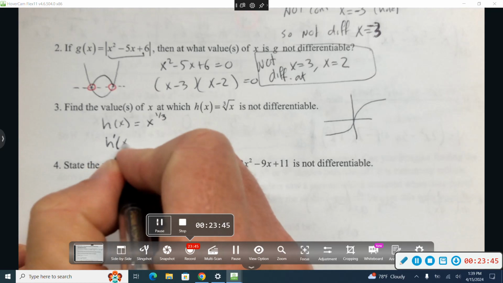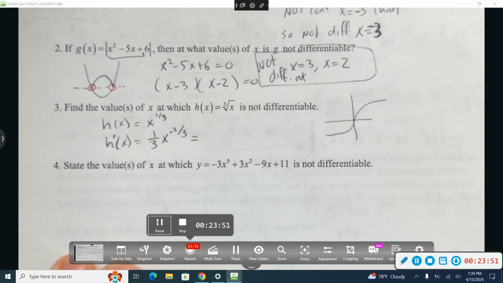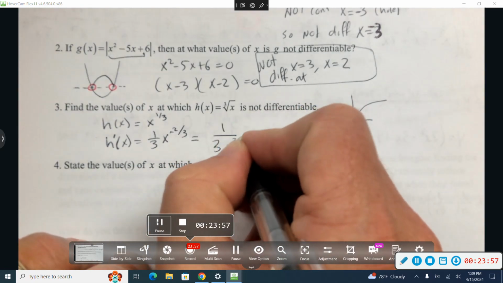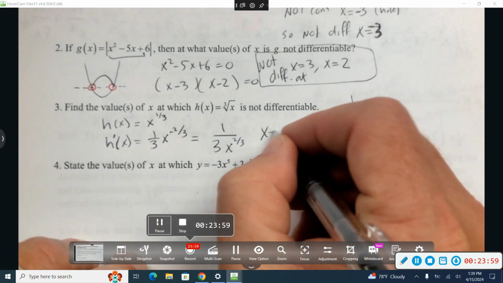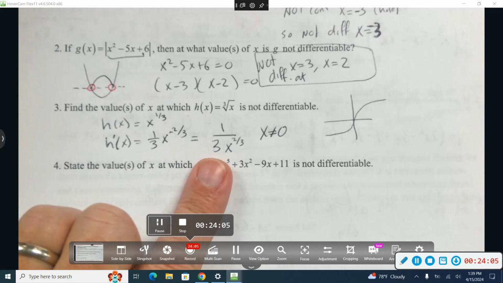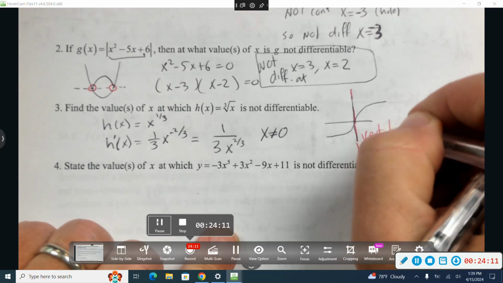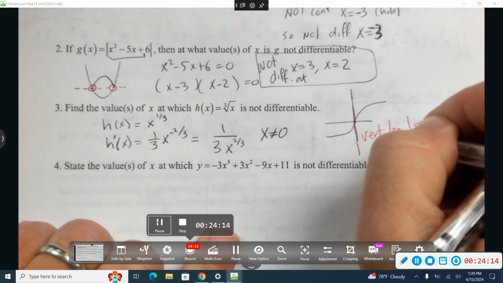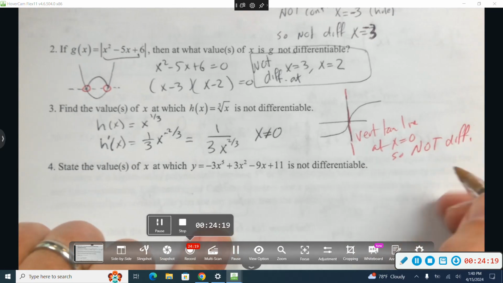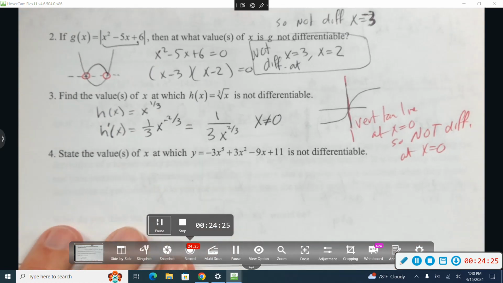So if we take a derivative, 1/3 x to the -2/3, which means I could bump the negative thing into the bottom, so x to the 2/3. And so yeah, x can't be 0, because dividing by 0 would make infinity, and so that does mean that there is a vertical tangent line at x equals 0. So it's not differentiable at x equals 0. Everywhere else is fine, but x equals 0 is a problem.